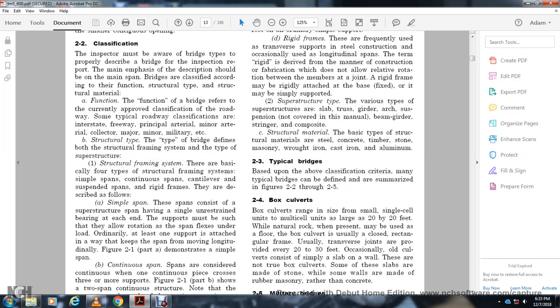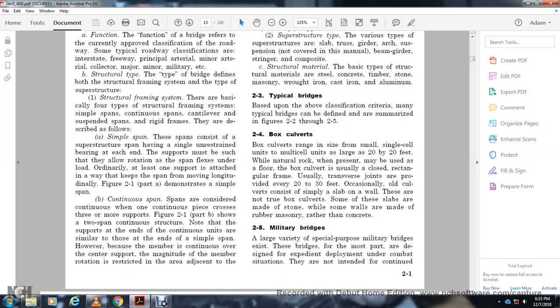Box culverts. Box culverts range in size from a small single cell unit to a multi-cell unit, the largest being 20 by 20 feet. Natural rock, where present, may serve as the floor of the box culvert, which is usually a rectangular frame with transverse joints provided every 20 to 30 feet. Occasionally, old culverts consist of a simple slab on walls. These are not true box culverts. Some of these slabs are made of stone, while some of the walls are made of rubble masonry rather than concrete.